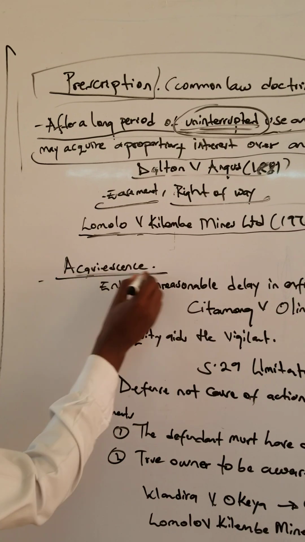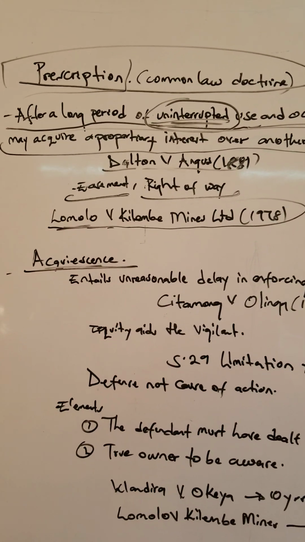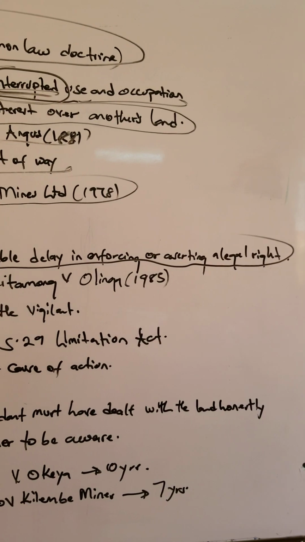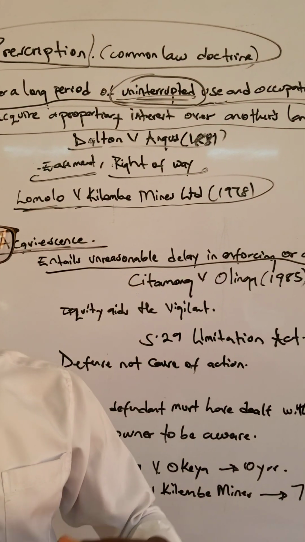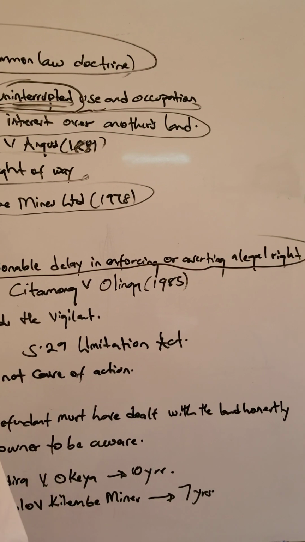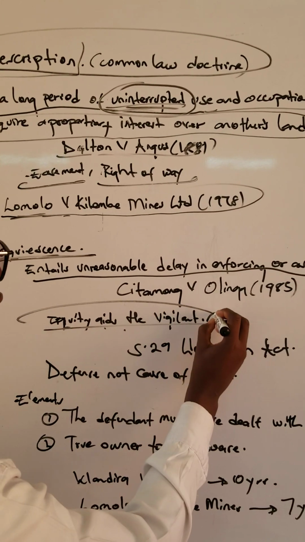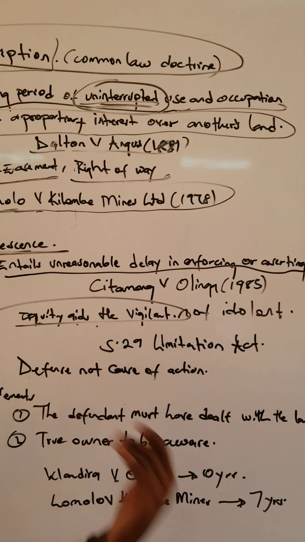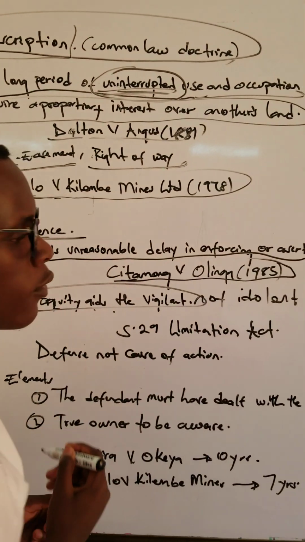Then we go to acquiescence, which is also a concept under land law. What you have to know is that acquiescence entails unreasonable delay in enforcing or asserting a legal right. What do they mean by unreasonable delay? You have a right, but you have failed to enforce it. That's why they say that equity aids the vigilant, not the indolent. This is a good maxim. So here you have the right, but you have failed to enforce it. That is unreasonable delay. There's a case of Chitamong versus Olinga of 1985.